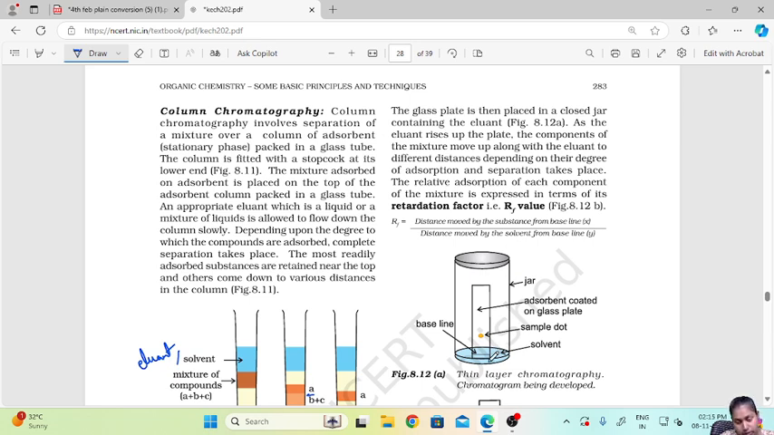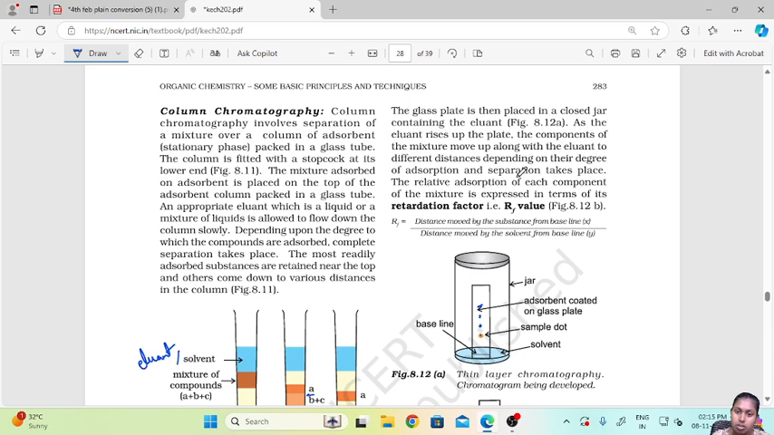Now as the eluent starts rising up, your point will start separating. Okay, now the components of the mixture move along with the eluent to different distances depending on their degree of adsorption, and separation takes place. So as your solvent starts moving upwards, the point will also move upwards. Now it will separate out according to the degree of adsorption. If your first component is adsorbed here, then the second component is here, the third component is here. So according to their degree of adsorption, they will start distancing themselves and the separation takes place.